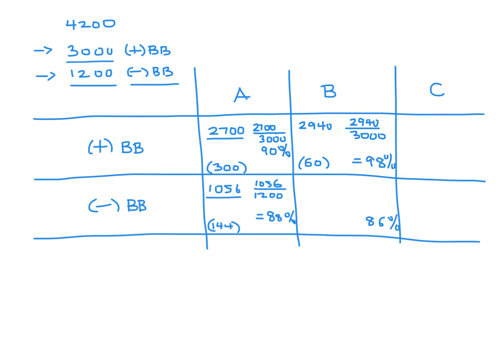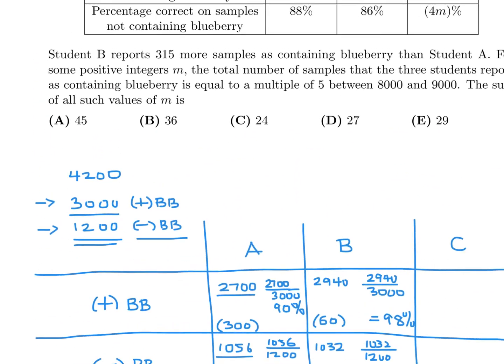Now, then she tried these guys, the 1,200 that do not contain blueberry, and she correctly identified that 1,032 do not contain blueberry. And the reason I came up with that number is because 1,032 over 1,200 is 86%. And that means the remaining 168, she was incorrect. She tasted them, and she said they do contain blueberry, but she was wrong because they don't contain blueberry. Got it? Okay. Now they talk about this 315.